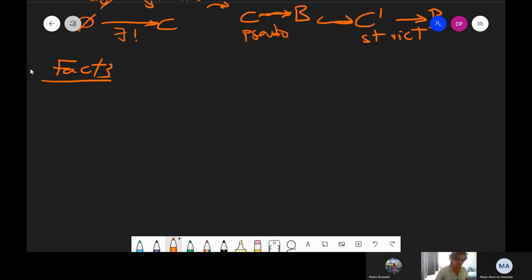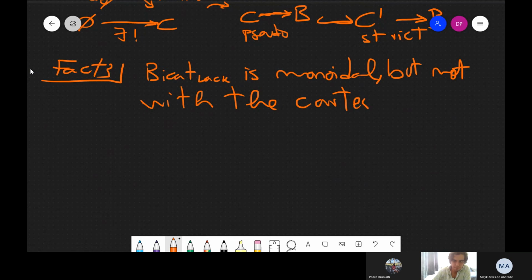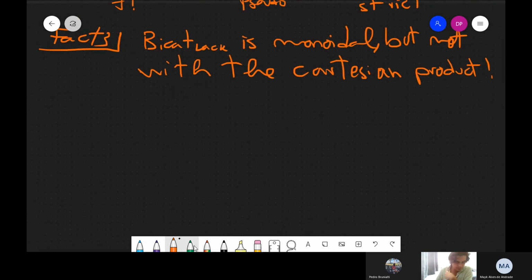Fact three is that this model structure is monoidal, in the sense of monoidal model structures, but not with the Cartesian product. And this is interesting because this is actually monoidal with the Gray tensor product.